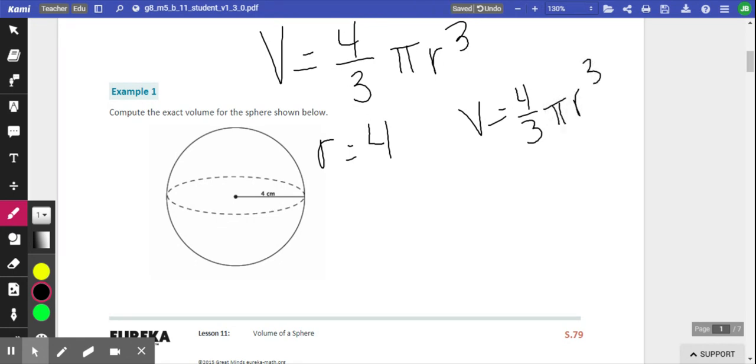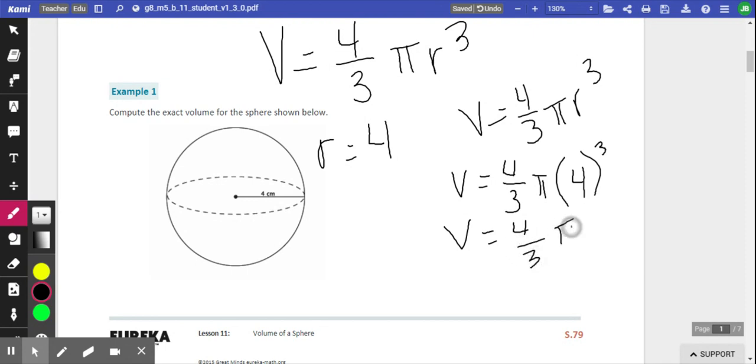I always start with the formula, just to make sure I don't miss each piece. So volume equals 4/3 pi times 4 cubed. And follow order of operations. So 4/3 pi times 64, because 4 times 4 times 4 gives you 64. And then you're just going to simplify the rest of it.